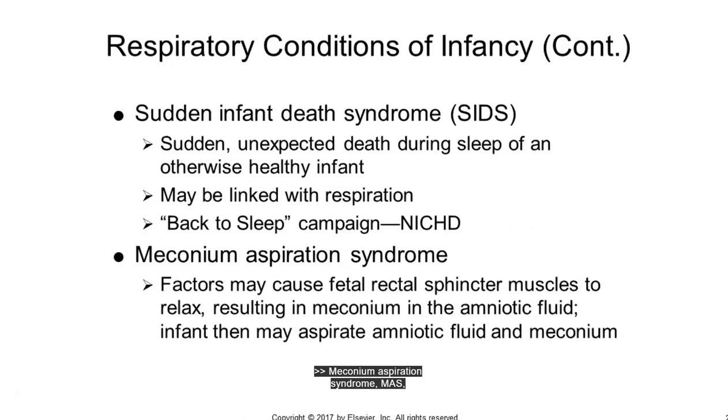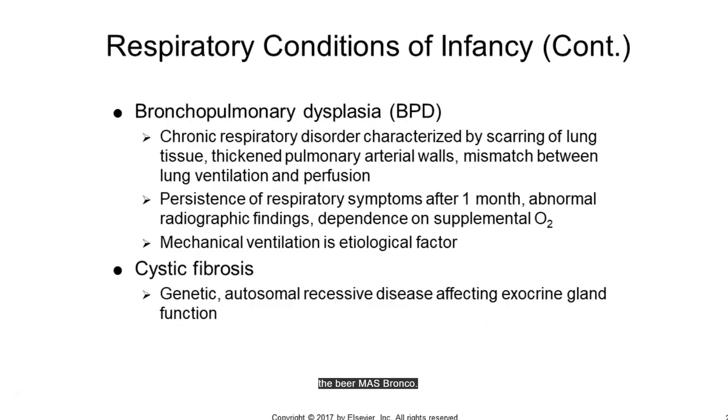Meconium aspiration syndrome, MAS, may result from vagal stimulation and hypoxic stress during birth. Mechanical ventilation or supplemental oxygen may be required, and extracorporeal membrane oxygenation, or ECMO, may be required to manage severe MAS. Bronchopulmonary dysplasia, BPD, is a chronic respiratory disorder characterized by scarring of lung tissue and thickened pulmonary arterial walls and VQ mismatch. Supplemental oxygen, mechanical ventilation, and a need for ongoing multidisciplinary services will often be required.